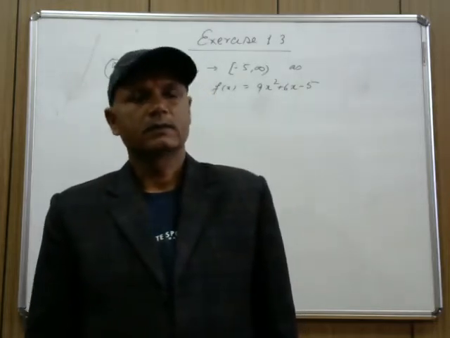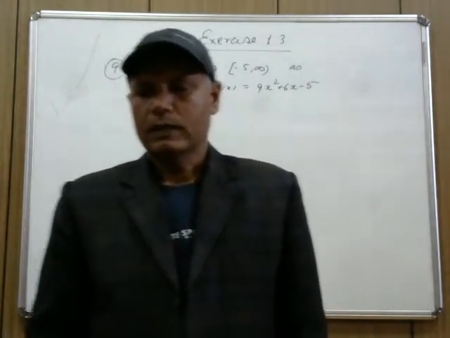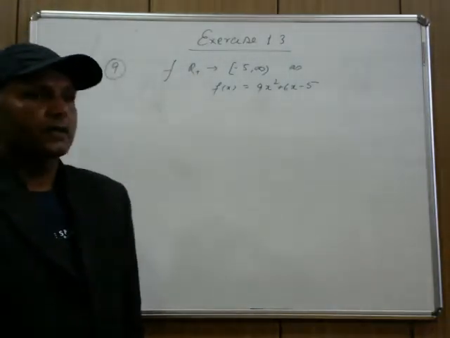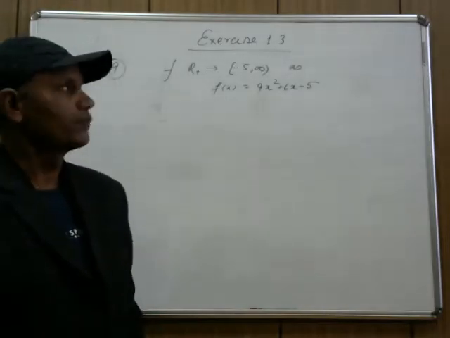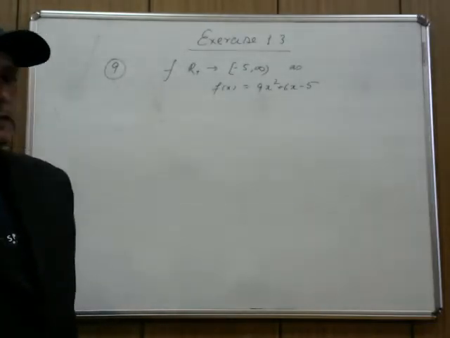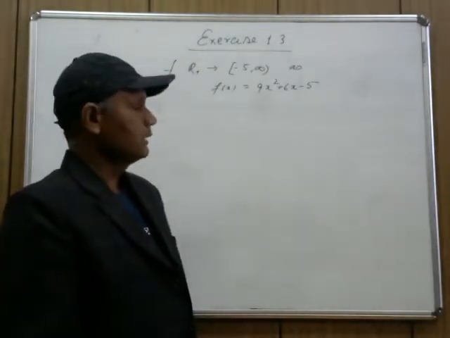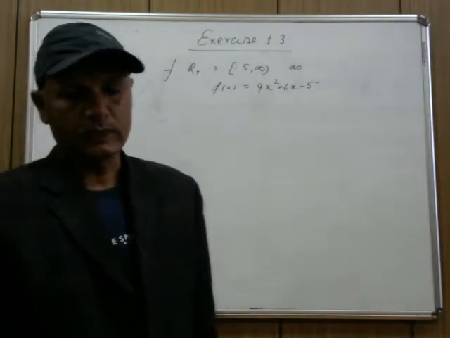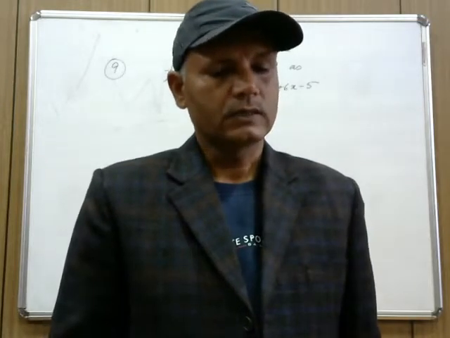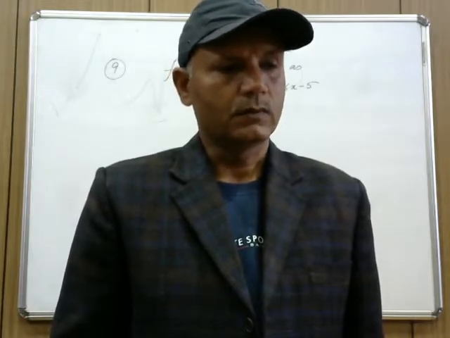Today I will be doing question number 9 of exercise 1.3. The question states that f is a function from the positive real numbers to [-5, infinity) and is defined as f of x equals 9x squared plus 6x minus 5. Now we have to prove that f is invertible and its inverse function is defined as f inverse of y equals (under root y plus 6 minus 1) upon 3.